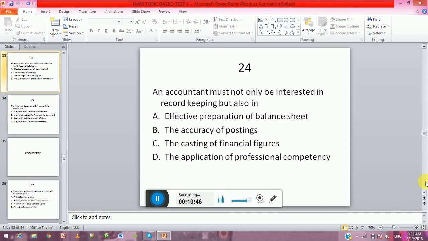An accountant must not only be interested in record keeping, but also in: A. Effective preparation of balance sheets. B. The accuracy of postings. C. The casting of financial figures. D. The application of professional competency.